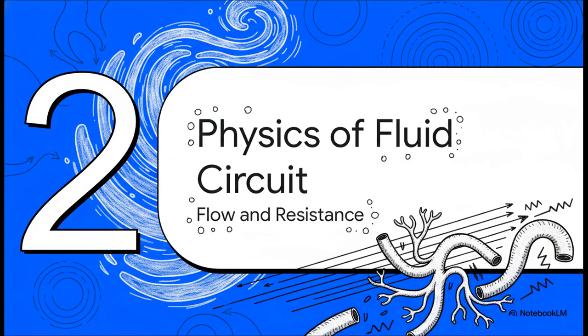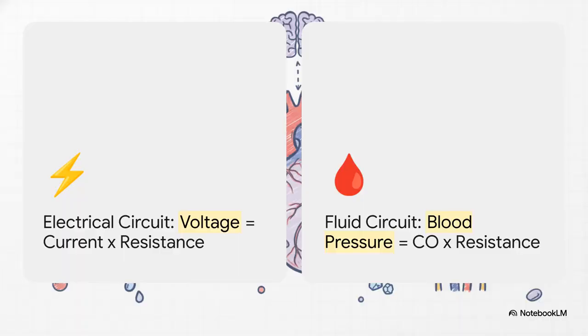Moving right along to Section 2, the physics of the fluid circuit, specifically flow and resistance. You know, it's fascinating how perfectly our cardiovascular system mirrors a basic electrical circuit. In an electrical circuit, you have Ohm's law, which states that voltage equals current times resistance. Well, in our body's fluid circuit, we use something called Darcy's law. Mean blood pressure equals cardiac output, that's our current, multiplied by total peripheral resistance.